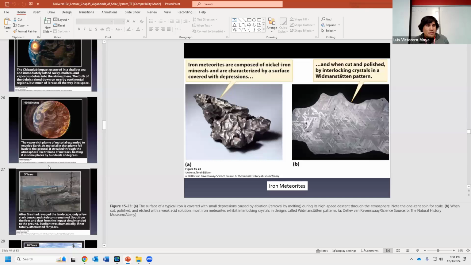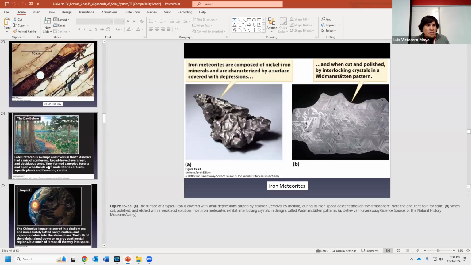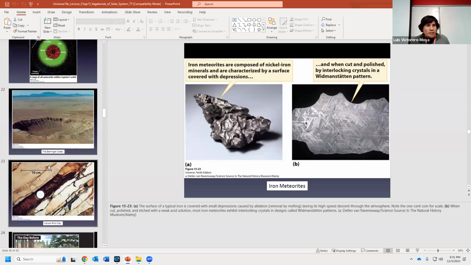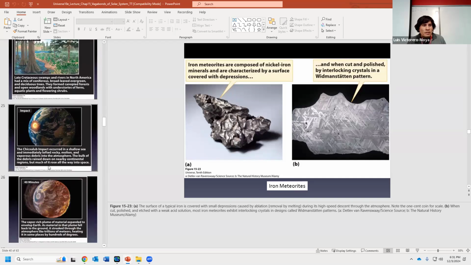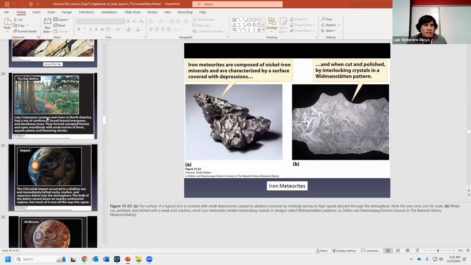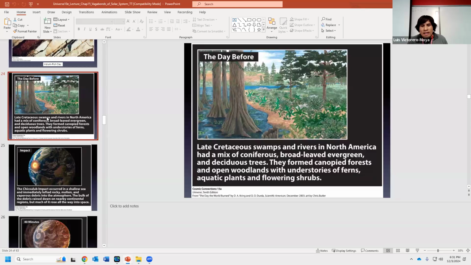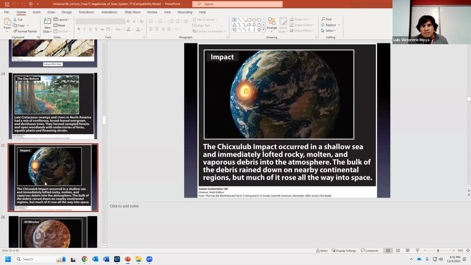Now, the last dangerous impact that was possibly caused by an asteroid was the one that happened 65 million years ago at the end of the Cretaceous, right? In the late Cretaceous, you see swamps and rivers. But 65 million years ago, there was this impact. We have found evidence of this in the Yucatan Peninsula in Mexico.